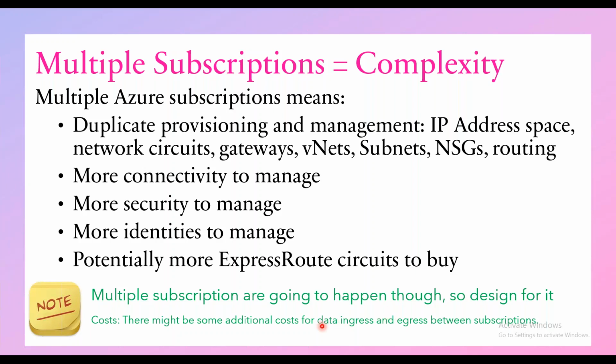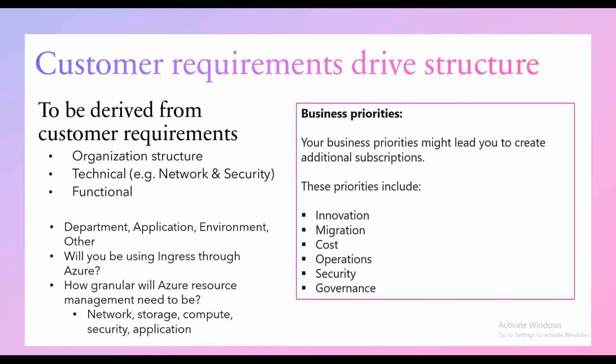There might be some additional cost for data inbound and outbound between subscriptions. Also think about it and explain this to the customer, that we need to try and reduce the complexity by having an adequate number of subscriptions. So with all this said, the customer requirements are what drive the structure of the subscription hierarchy and the enrollment model. Everything that we do has to be derived from the customer requirement.